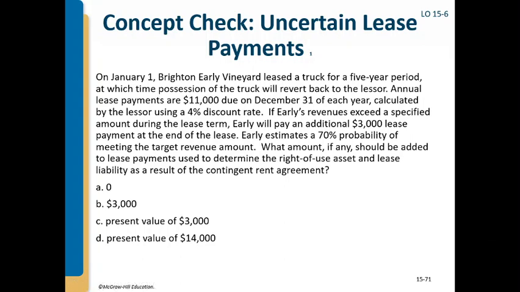All right, so here's an example of an uncertain lease payment. Brighton Early Vineyard leased a truck for a 5-year period, at which time possession of the truck will revert back to the lessor. Annual lease payments are $11,000 due on December 31 of each year, calculated using a 4% discount rate. If Early's revenues exceed a specified amount during the lease term, Early will pay an additional $3,000 lease payment at the end of the lease. Early estimates a 70% probability of meeting the target revenue amount. What amount, if any, should be added to lease payments used to determine the right of use asset and lease liability as a result of the contingent rent agreement?